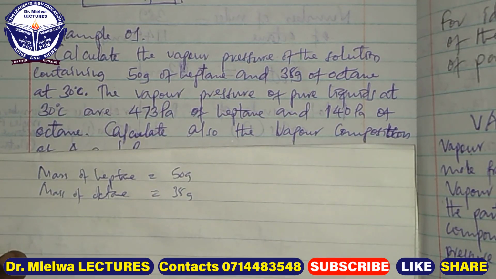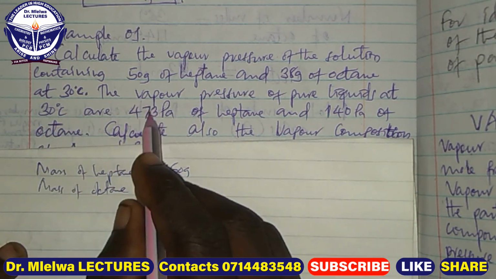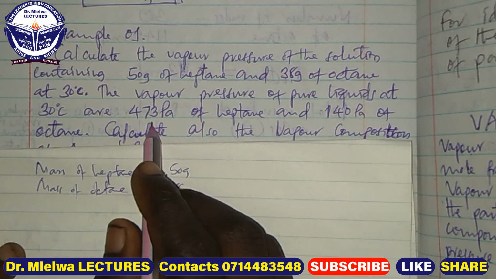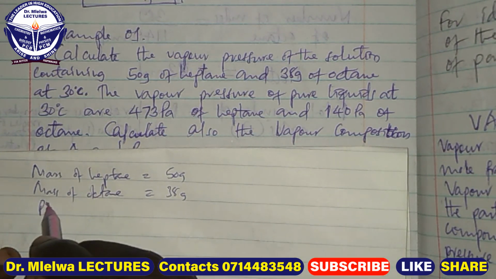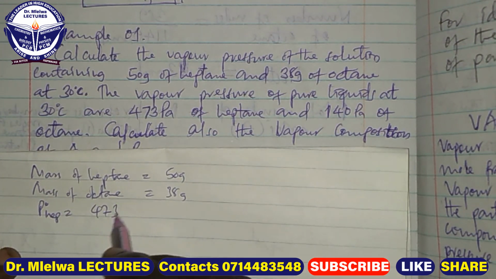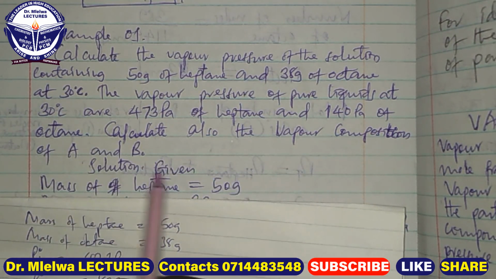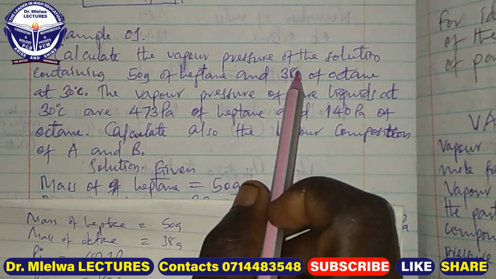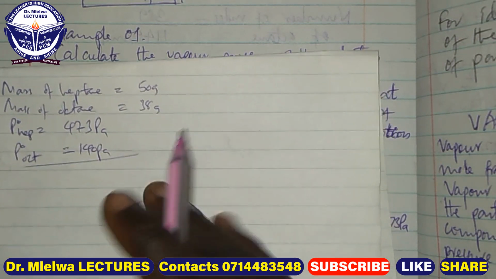Temperature is given there, but temperature is not so important. Vapor pressure of pure liquid at 30 degrees is given for heptane and for octane. So vapor pressure P0 for heptane will be equal to 473 pascals, and P0 for octane will be equal to 140 pascals. Calculate also the vapor composition of A and B. First calculate vapor pressure of solution, second calculate vapor composition. So the question is very simple.